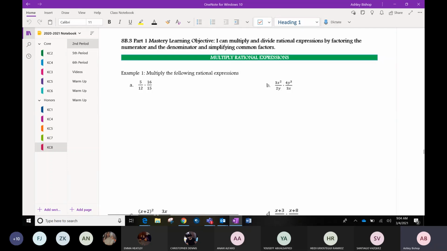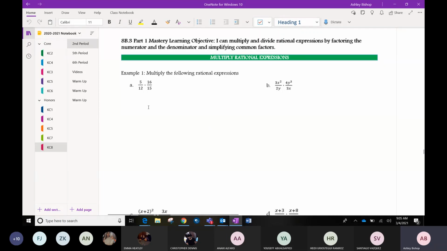Alrighty. So when we are multiplying rational expressions, remember, rational expressions are where we have a fraction with a polynomial on top and a polynomial on bottom. And we're going to have two of them, and we're going to multiply them together. Sometimes your calculator can just handle them, like we did when we were simplifying.